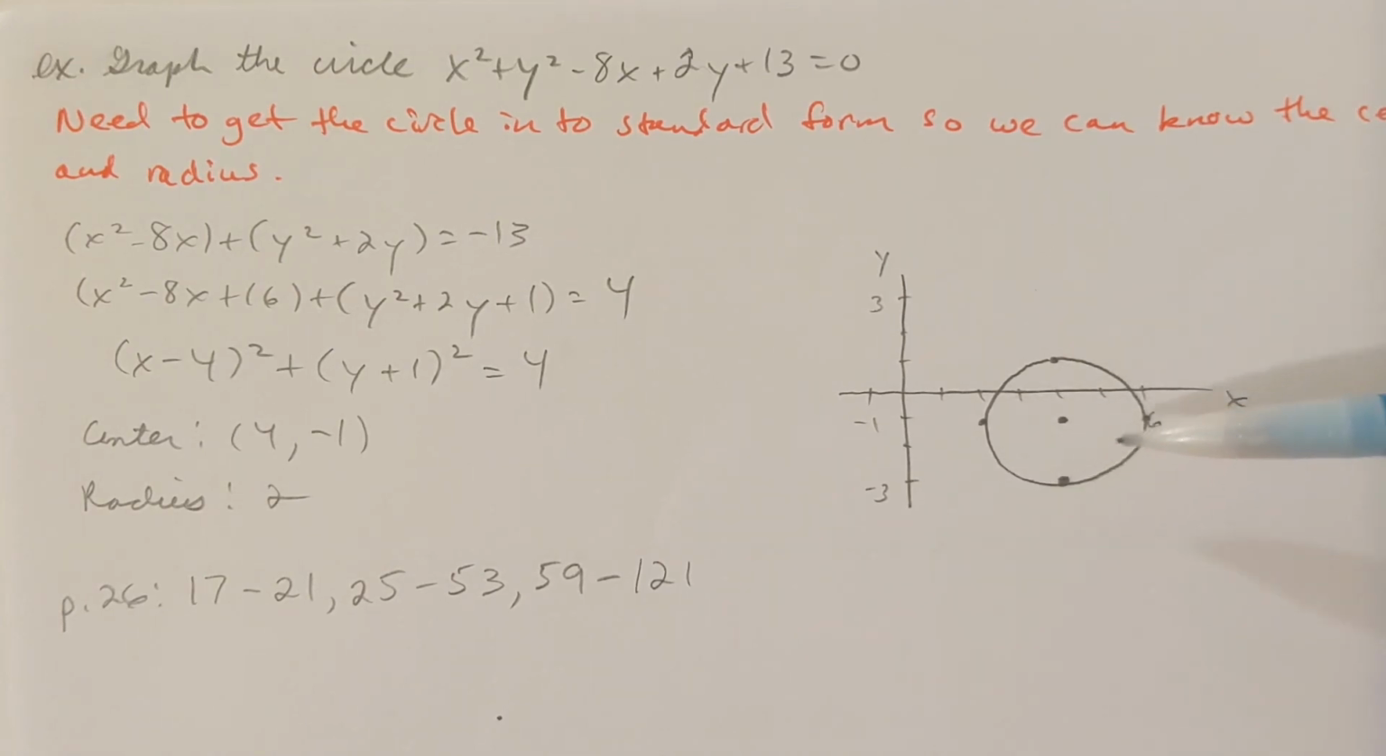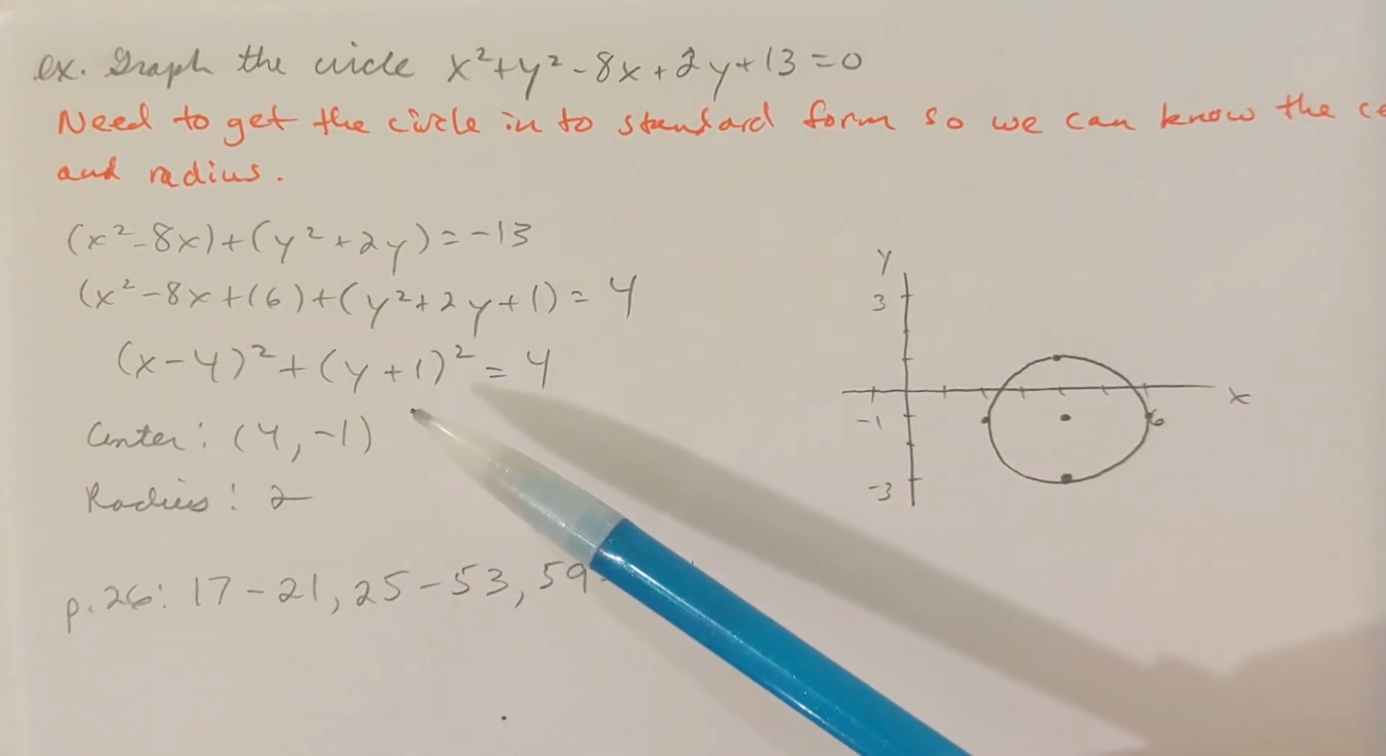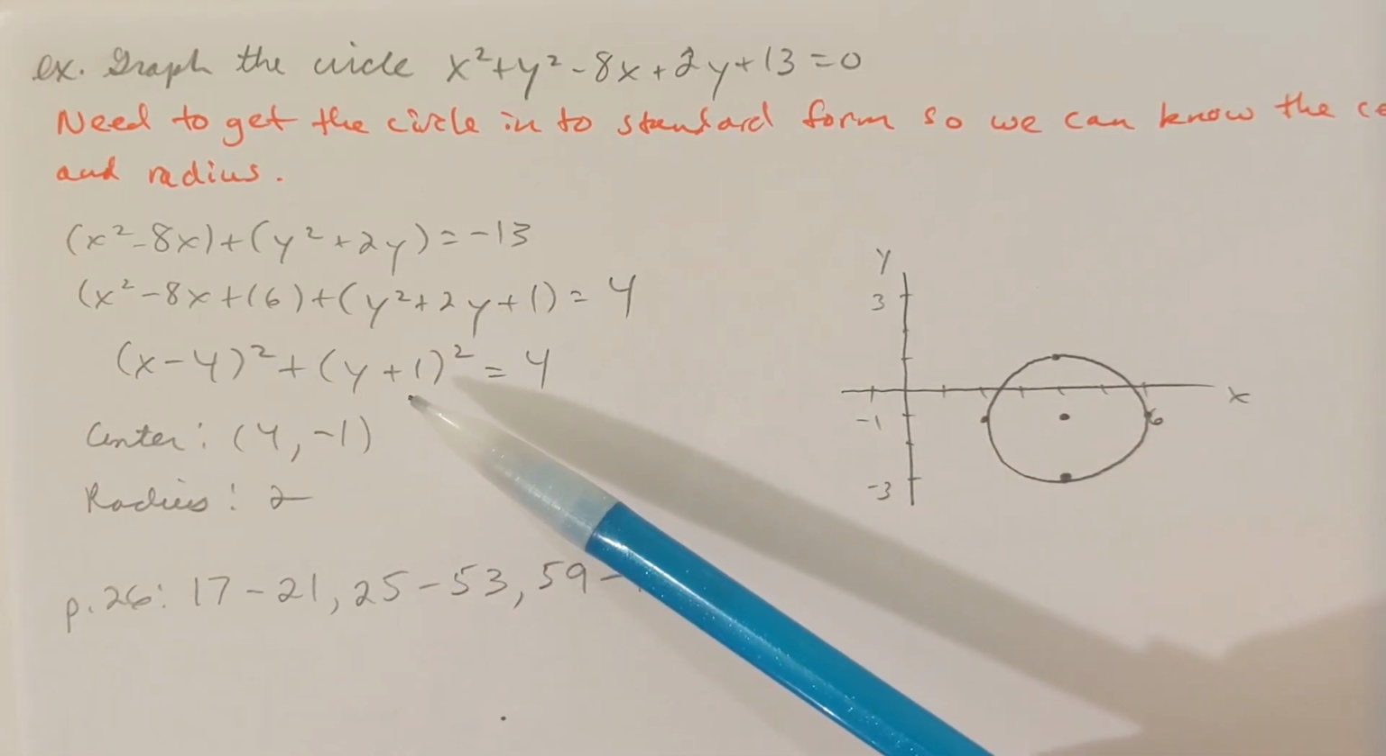So using these 4 points, I can then draw the circle as best I can, and then have my circle drawn. So this circle has a center point of (4, negative 1), and a radius of 2. And here would be the equation of the circle written in standard form.